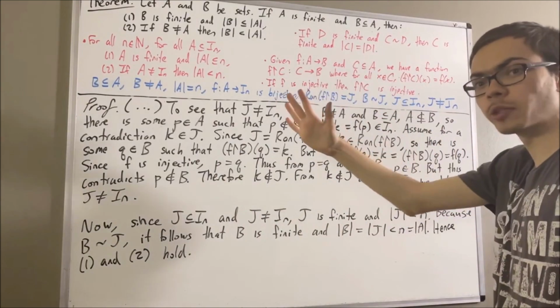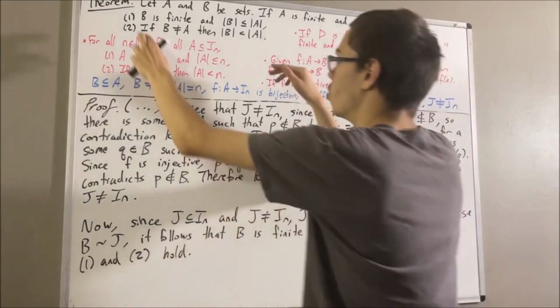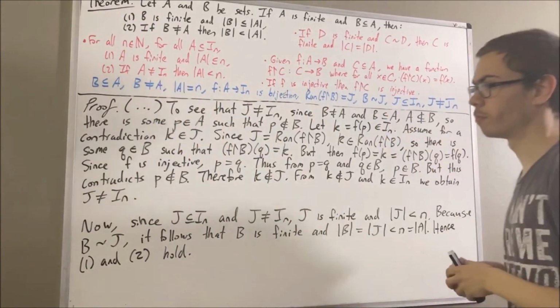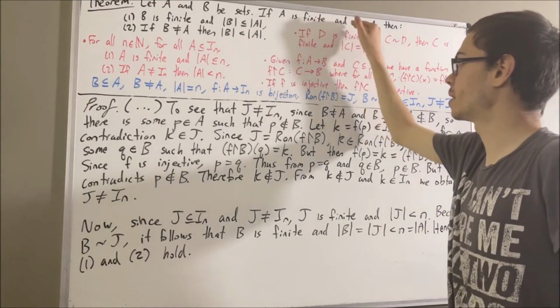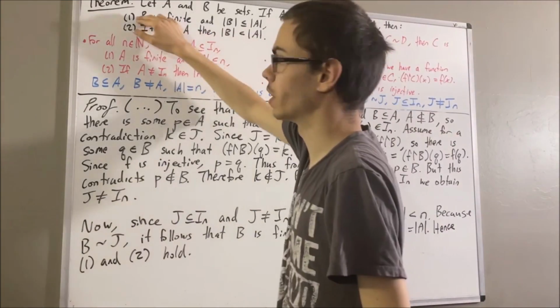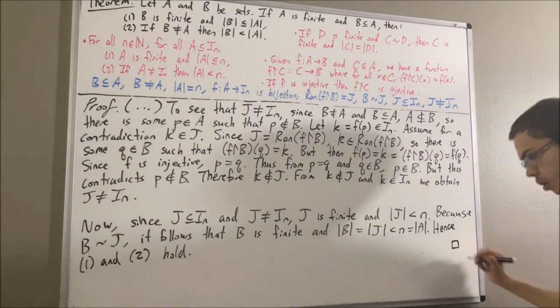So in summary, we considered 2 cases. Either b is equal to a or b is not equal to a. Whichever one of those happens to be the case, 1 and 2 are both true. And that's exactly what we wanted to prove. So given a finite set A and B is a subset of A, 1 and 2 are true. And that's exactly what we wanted to prove. So this completes the proof.